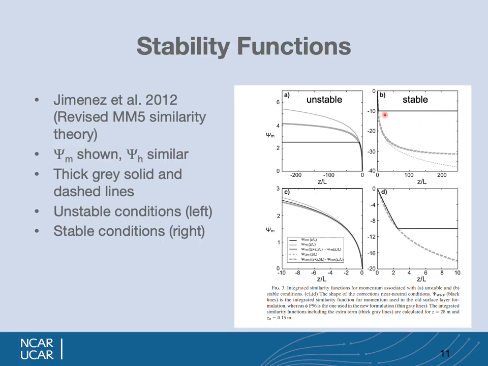So in these formulas, the grey line refers to the one we actually use in WRF. So the grey dashed line for the stable and the grey solid line for the unstable. This again shows the formulas in the revised MM5 similarity theory, but they all look very similar to this. The stability functions are fairly traditional parts of similarity theory. There's also a momentum and a heat version of similarity functions, and they also look kind of similar. Again, unstable conditions on the left and stable conditions on the right.